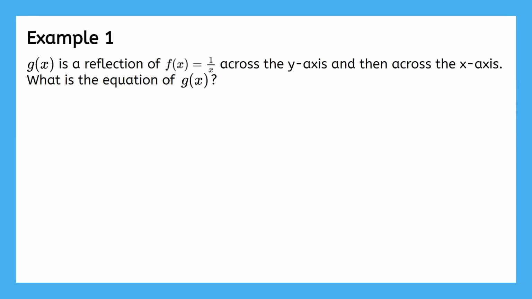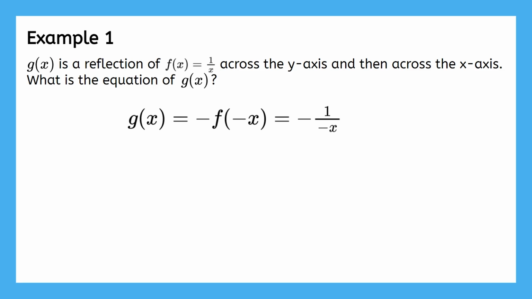All right, here's our first example. g of x is a reflection of f of x equals 1 over x across the y-axis and then across the x-axis. What is the equation of g of x? Can you remember the rules for how to reflect a function? To reflect across both axes, we have to put a negative on the inside and outside of the function being reflected. That gives us negative 1 over negative x.